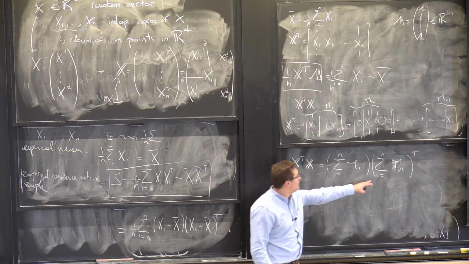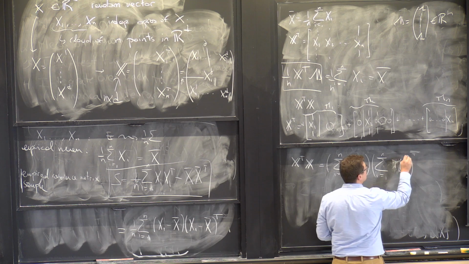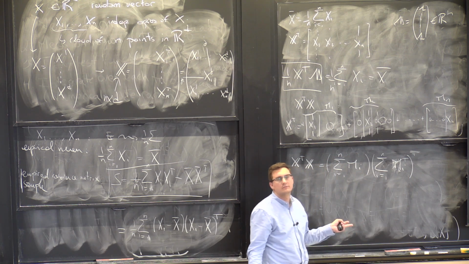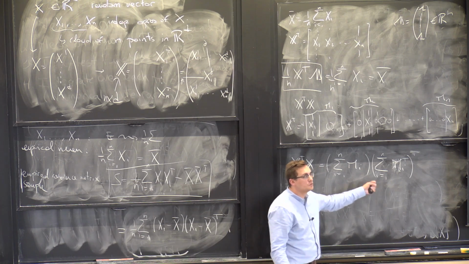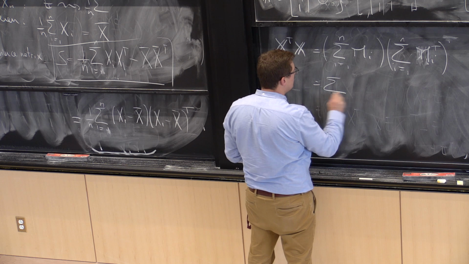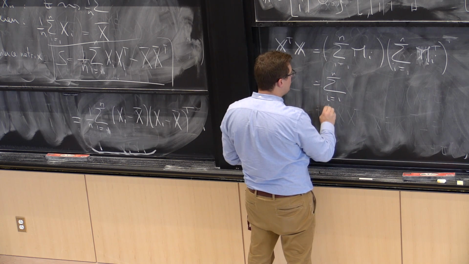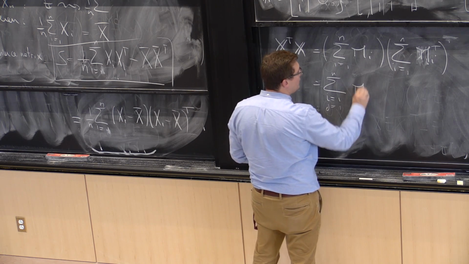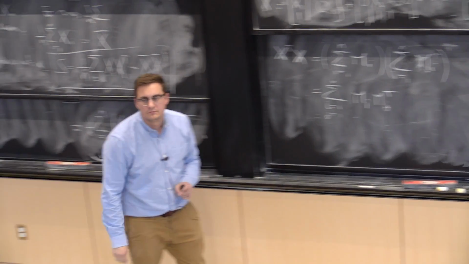Now, the sum of the mi's transpose is just the sum of each of the mi's transpose. Okay? So now I just have this product of two sums, so I'm just going to reindex the second one by j. So this is the sum for i equal 1 to n, j equal 1 to n of mi mj transpose. Okay?